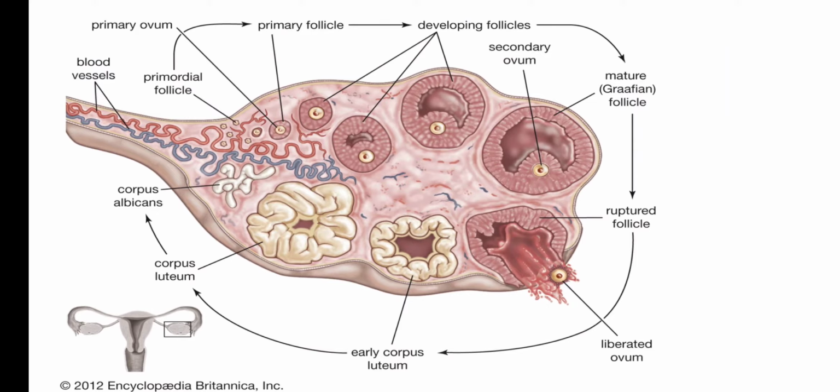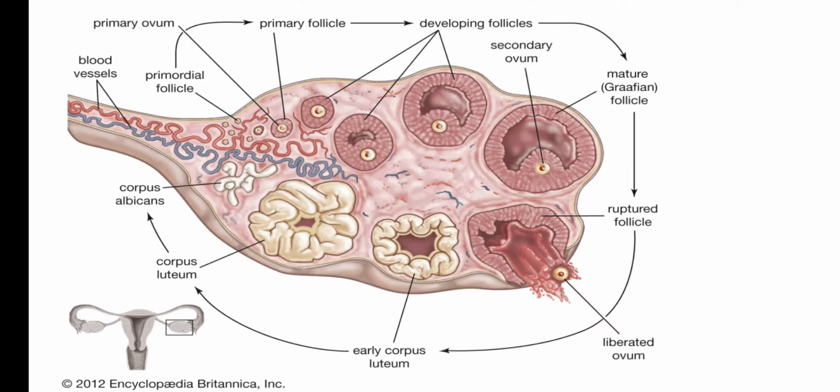Follicles develop and the follicles produce ovum. I want you to note that ovum is the singular for ova. Ovum is also known as egg, while ova is known as eggs. Ova is the plural form of ovum.